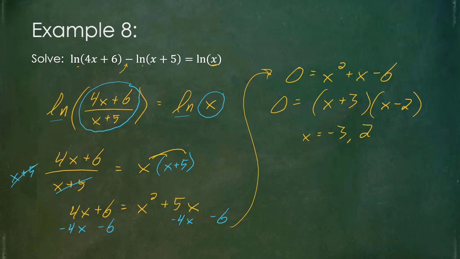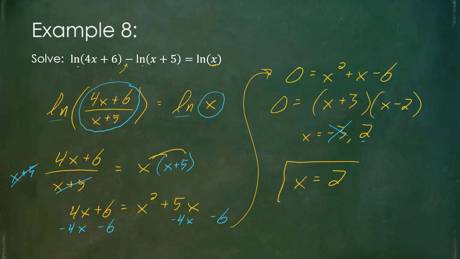This one right here makes it relatively obvious that I can't plug in -3 because I can't have a log of a negative number, so -3 is out. Maybe 2 still will work. 2 times 4 would be 8 plus 6, that's going to stay positive. 2 plus 5, that would stay positive, and plugging in a positive 2 on the right, that also is positive. So it looks like the only real solution I have here is the x equaling positive 2.